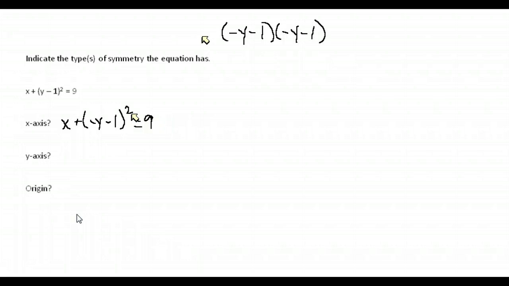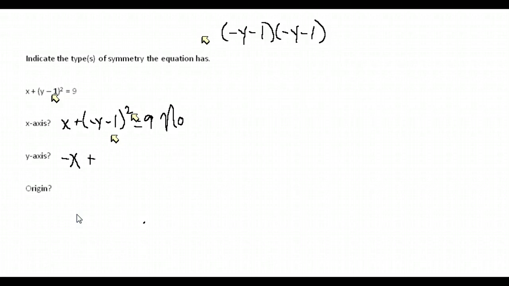And I would have to FOIL that whole thing out. So I can't just square the y and make it positive, square the 1 and make it positive. This is as simplified as this gets. So then we would say, well, is it the same as our original equation? And it's not. So this is not with respect to the x-axis. Let's try with respect to the y-axis.